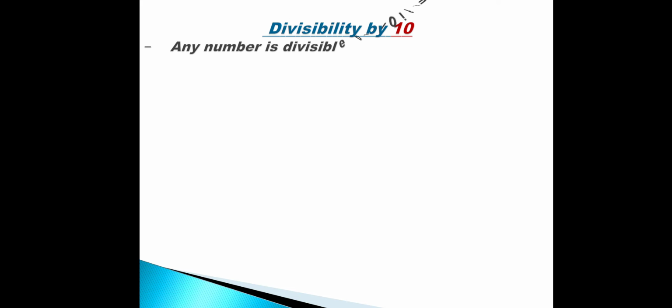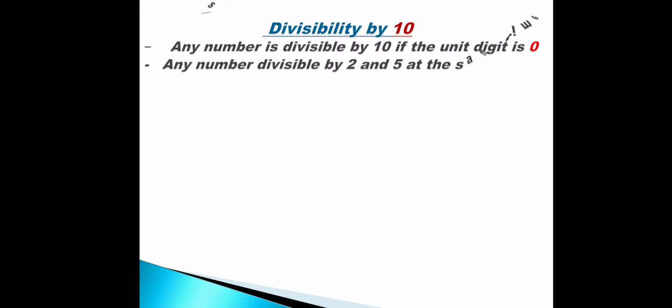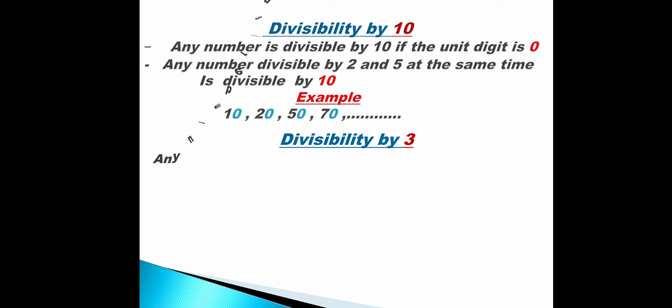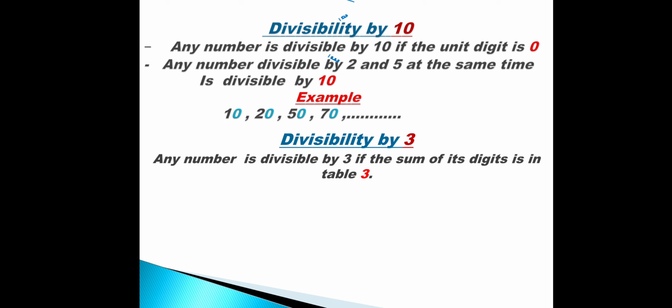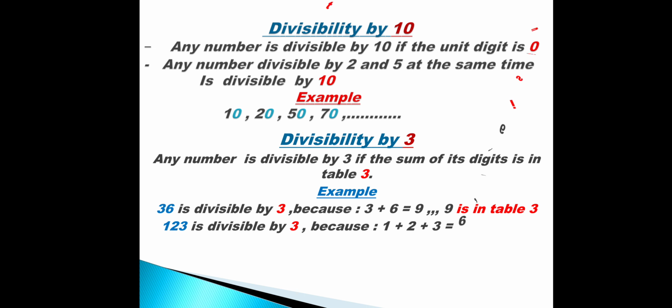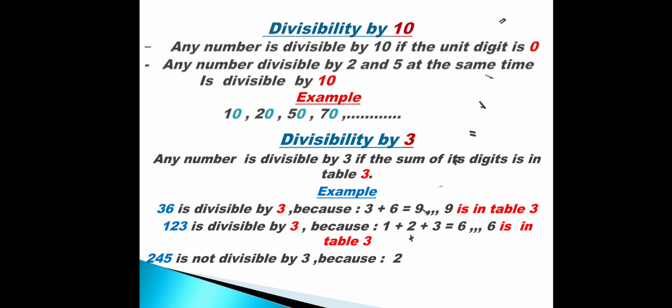Divisible by 10. Any number is divisible by 10 if the unit digit is 0. Any number divisible by 2 and 5 at the same time is divisible by 10. 10 ends in 0. 10 is divisible by 2 and 5. 20 ends in 0. 20 is divisible by 2 and 5. 50 ends in 0 and 50 is divisible by 2 and 5 at the same time. 70 ends in 0 and is divisible by 2 and 5 at the same time.